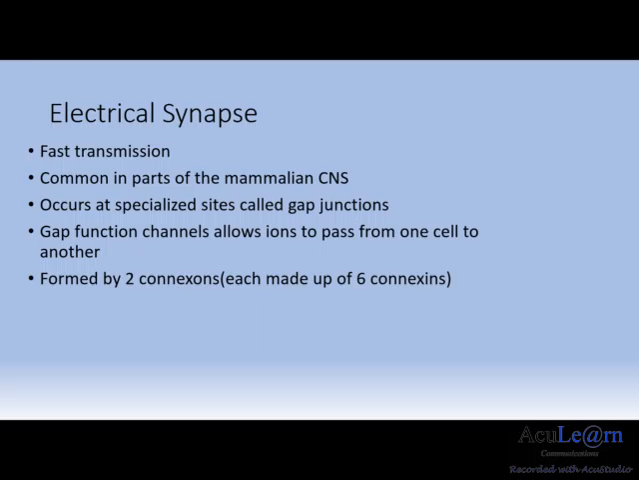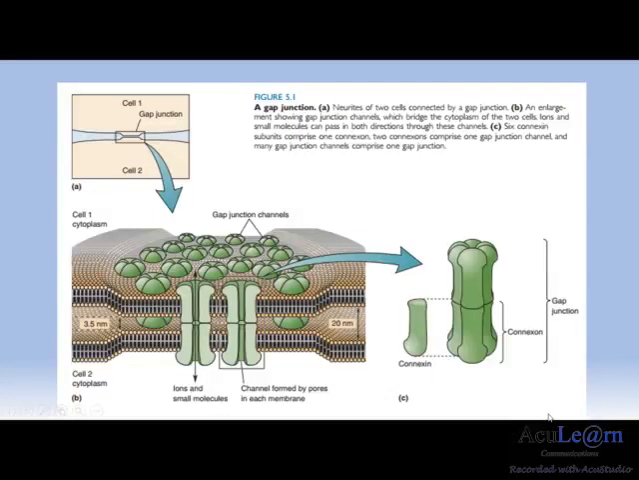Electrical synapses occur at specialized sites called gap junctions. Every gap junction consists of numerous gap junction channels that allow ions to pass from one cell to another, transferring information in the process. The following diagram shows a close-up view of the gap junction between two cells.